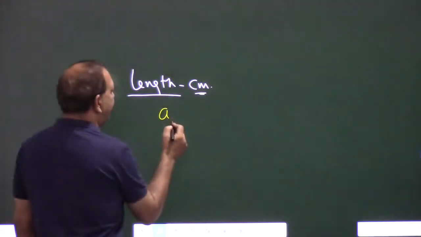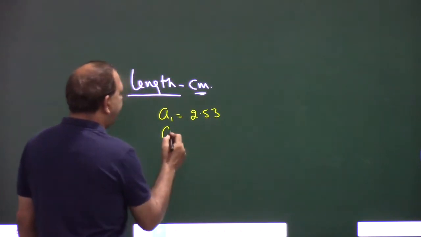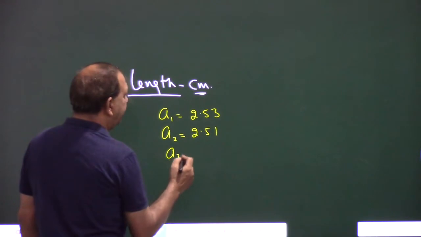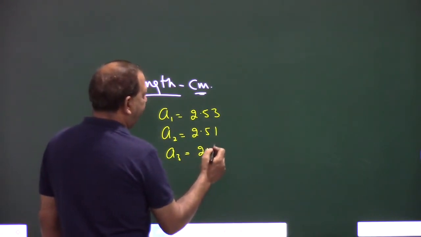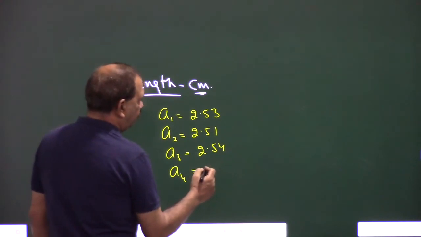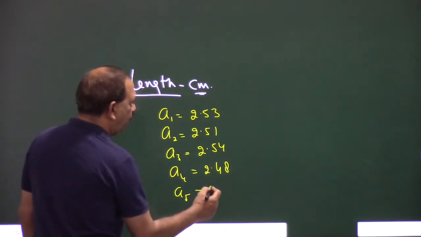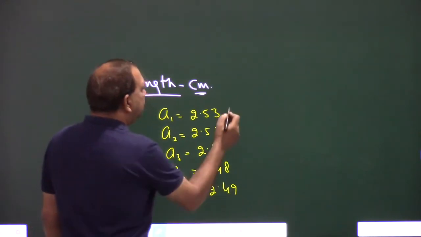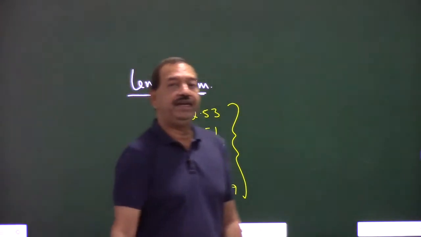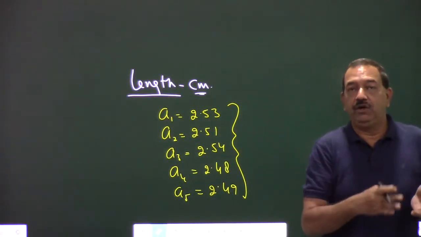readings: A1 that is 2.53, A2 2.51, A3 2.54, A4 2.48, A5 2.49. So these are the 5 readings we took in a measurement. Now what is the actual value of length?